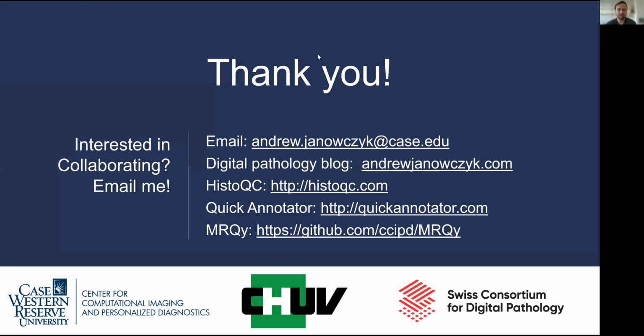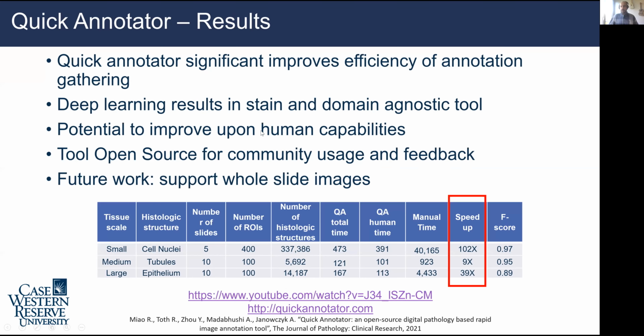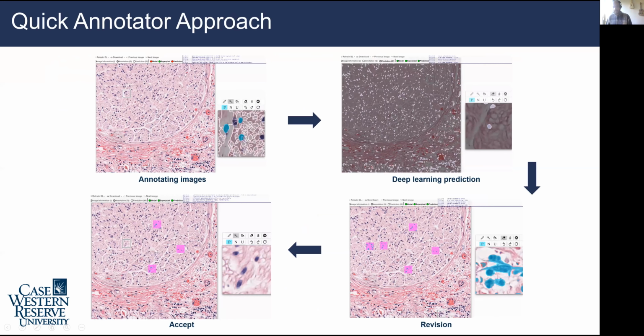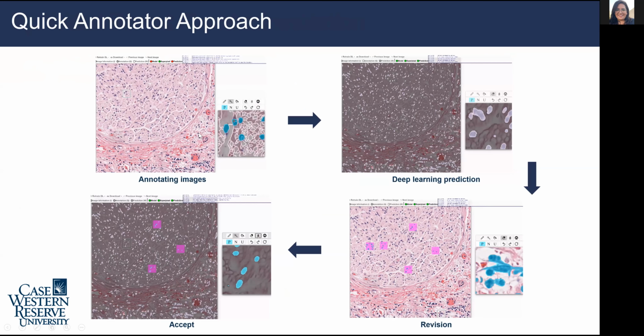Good. Thank you, Andrew. So we already have one question. How well does it perform when it comes to annotating the intercellular regions? I guess this is for Quick Annotator. Yes. What is meant exactly by intercellular regions? Like ECM or fibrous structures.